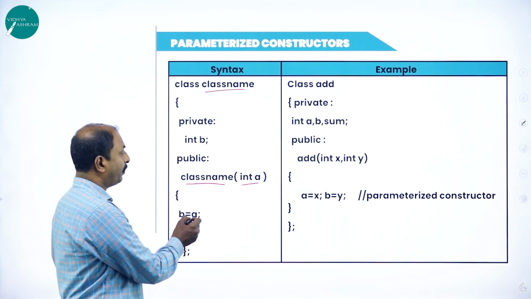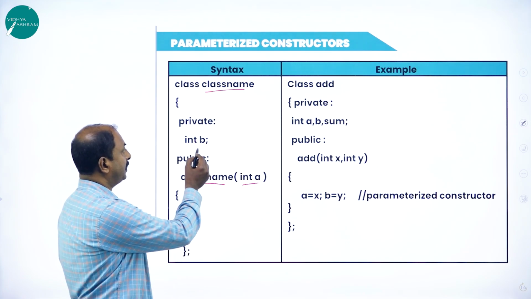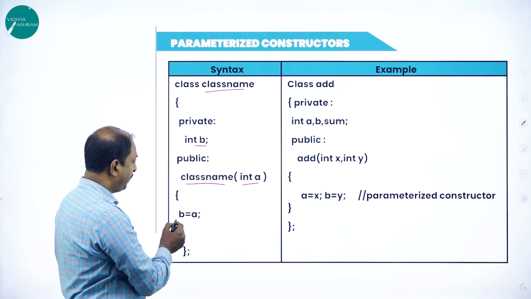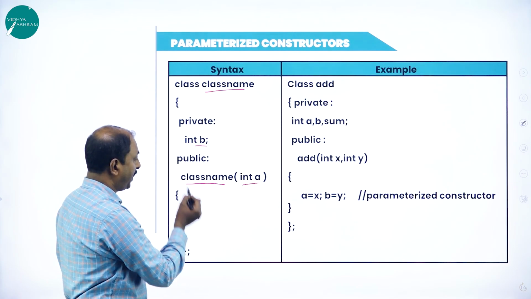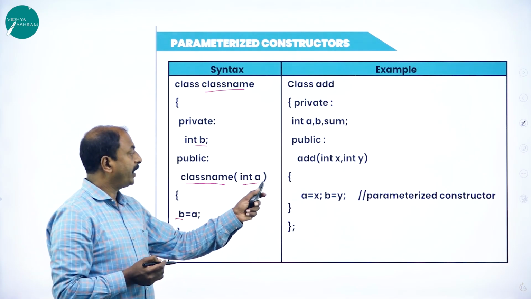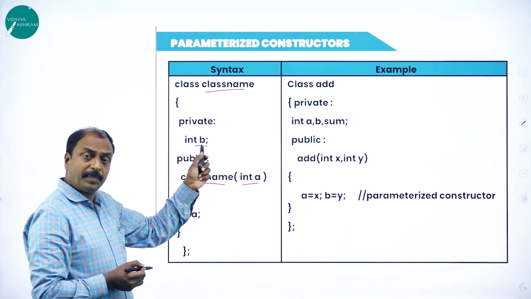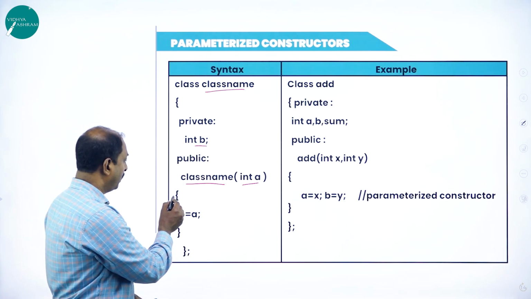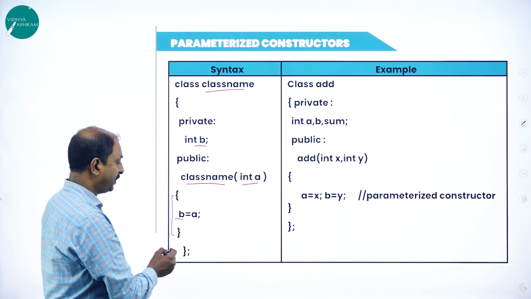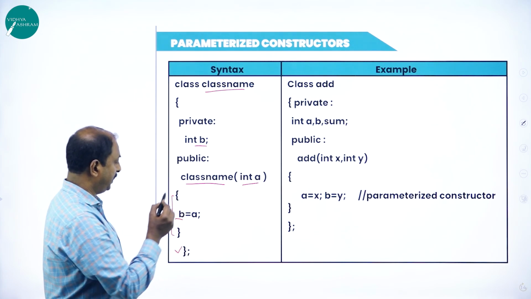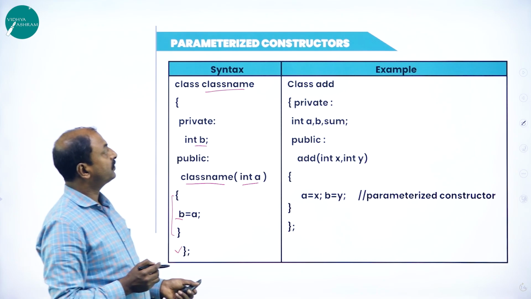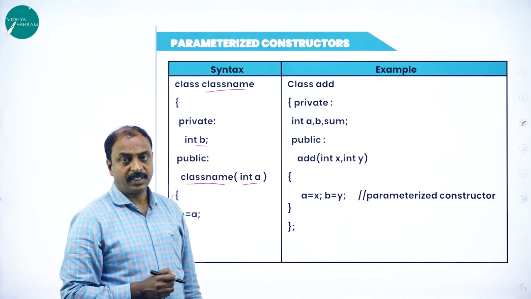Inside this, b equal to a. Here this is the variable b, and this is the variable a. We are assigning the value of a to the variable b, which we declared in the beginning. Then we close this constructor, then we close the class here. So this is the syntax for a parameterized constructor.